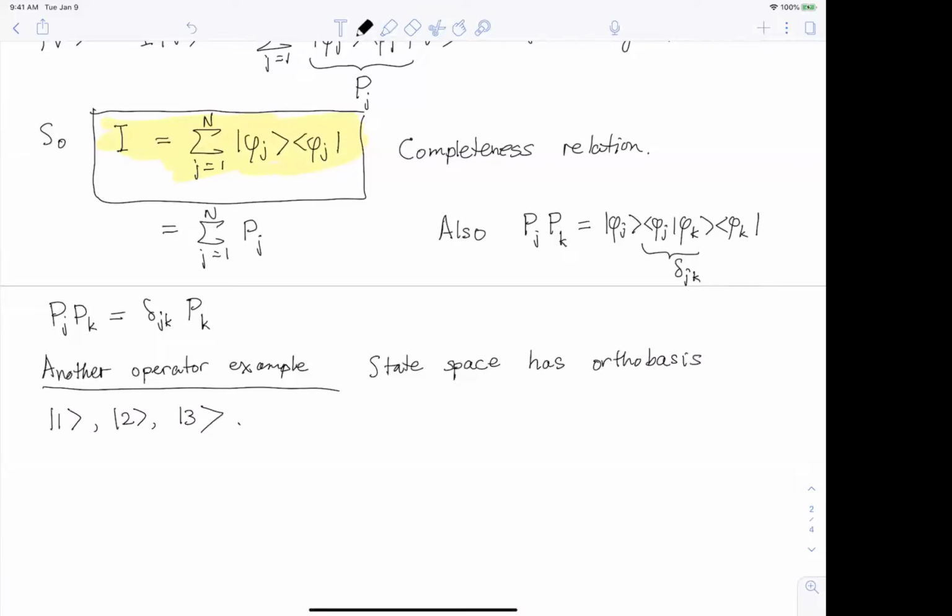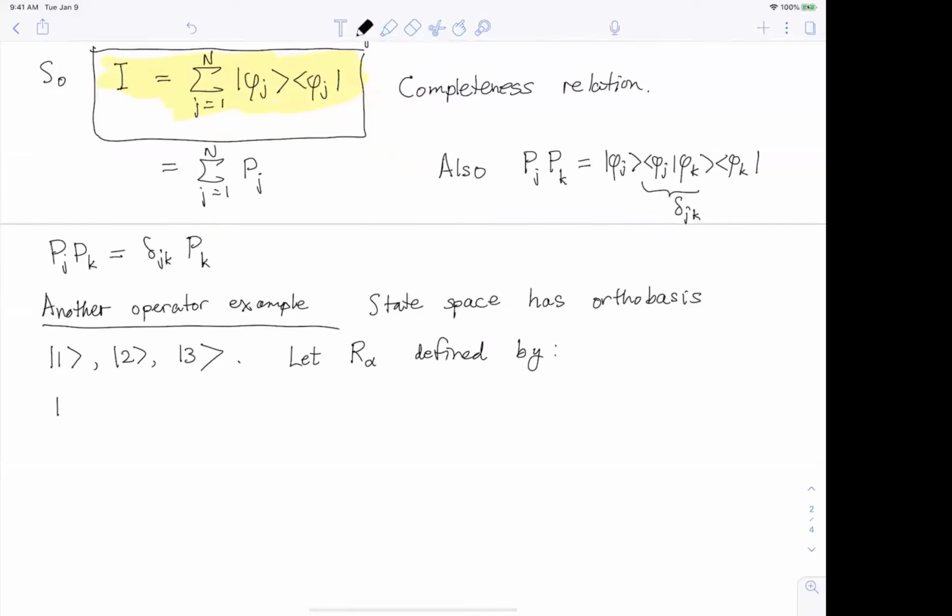So I can specify an operator by telling you how the operator acts on each one of the orthobasis elements. So let's call my operator R sub alpha, and it's going to be defined by just telling you what it does. So R sub alpha acting on 1 is going to be cosine alpha times 1 plus sine alpha times 2. Okay, so R sub alpha depends on what alpha is. It's really a whole family of operators. If I tell you what alpha is, then you can construct this thing.